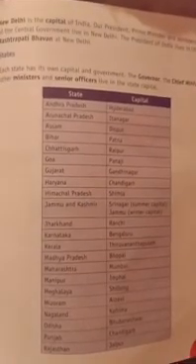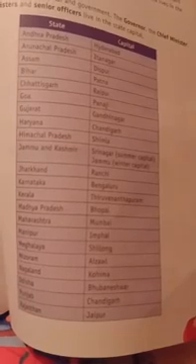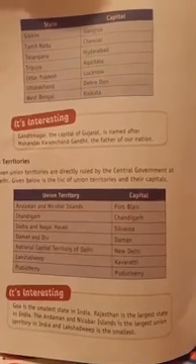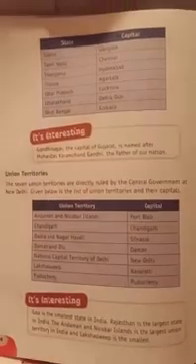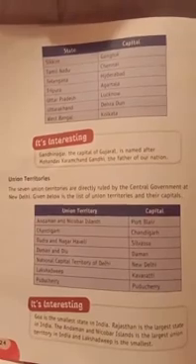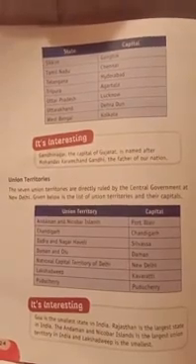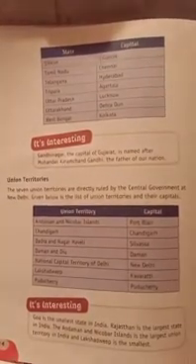So any idea, among all these states, which could be the largest state or which could be the smallest state? Rajasthan is the largest state and Goa is the smallest state of India, okay. And there are 7 union territories. All the states are governed by their own state governments, but these 7 union territories are directly ruled by the central government at New Delhi, okay.